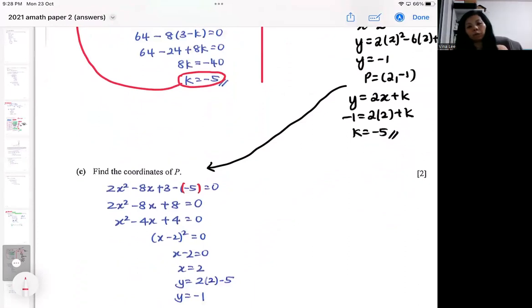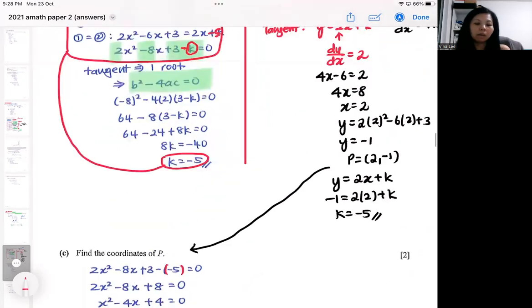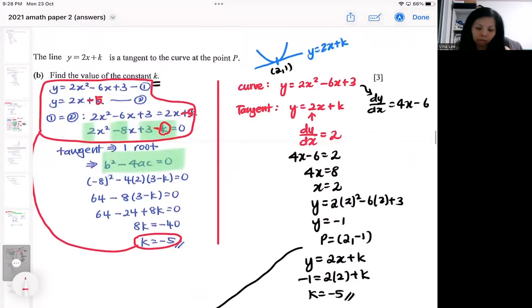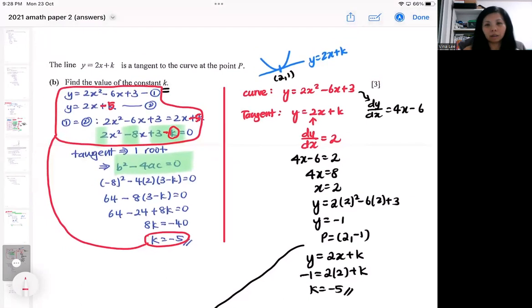So if you're using the discriminant method, you will find k first and put your k back to resume the simultaneous in order to find P. However, if you're using the dy/dx method, you will find the coordinate and k with just a flow of method. So either way is correct technique and correct thinking. You can choose.